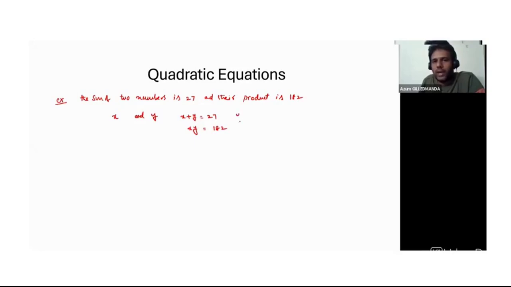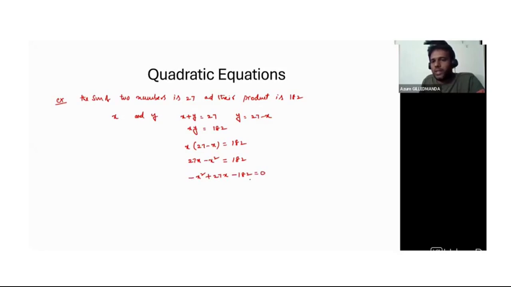So here, can I write y as 27 minus x from this equation, x plus y equal to 27? And then I'll substitute that value of y in place of y here. X into y, right? What is the y value? 27 minus x, that is 182. Now expand this. X into 27 is 27x, minus x into x is x square, that equals 182. Or I can write this as minus x square plus 27x. I'll send that 182 to the other side. So minus 182 is 0.